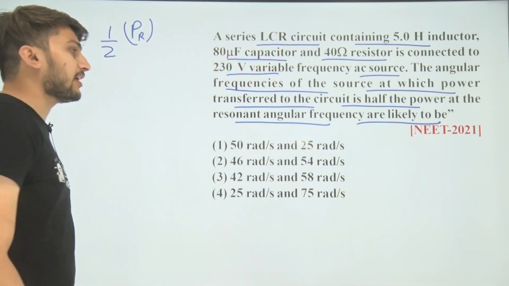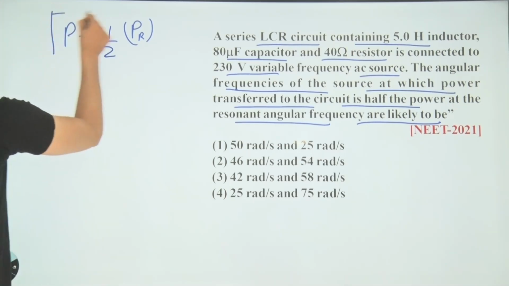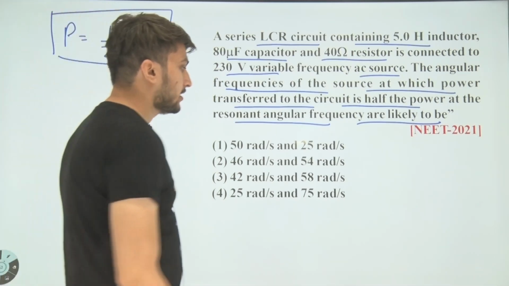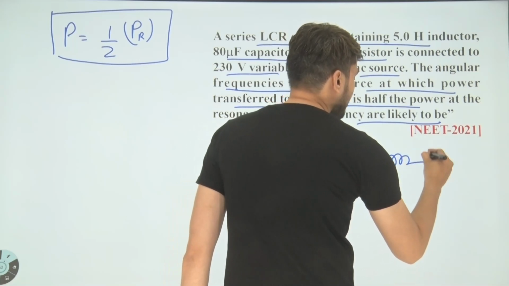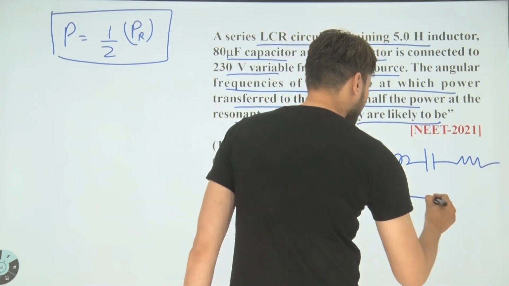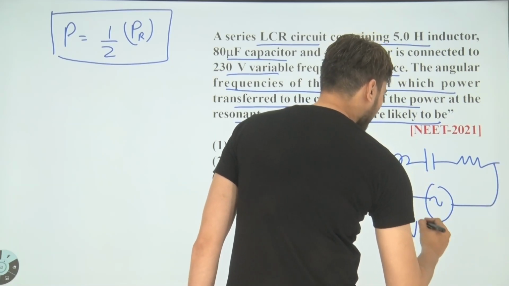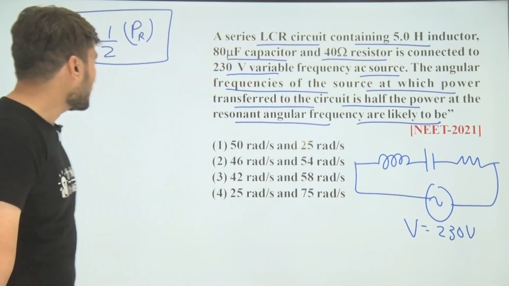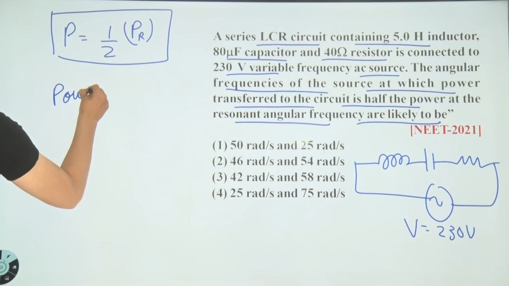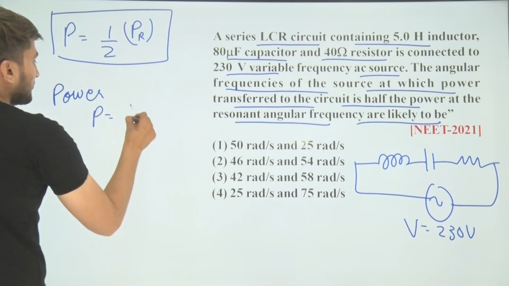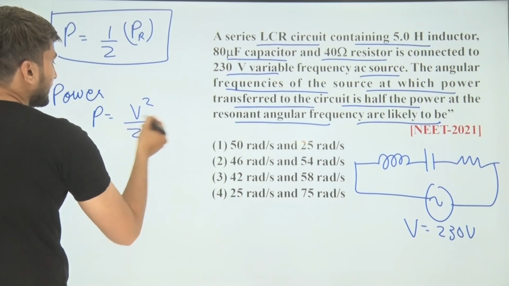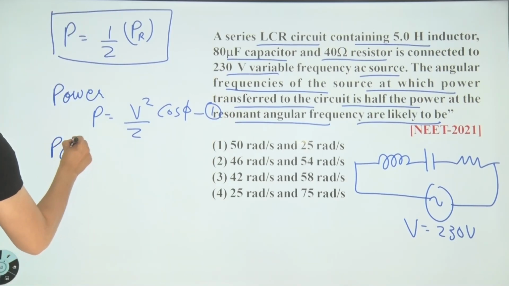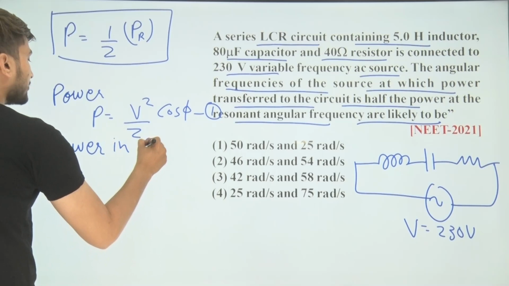So first of all we have to find the value of omega. It is given that power is equal to half of power in the resonant circuit. So here we have an LCR circuit, so this is the L, C and R circuit and there is an AC source having RMS voltage V equal to 230 volt. Now students, power P is given as V square by Z, which is impedance, cos phi. This is equation 1.